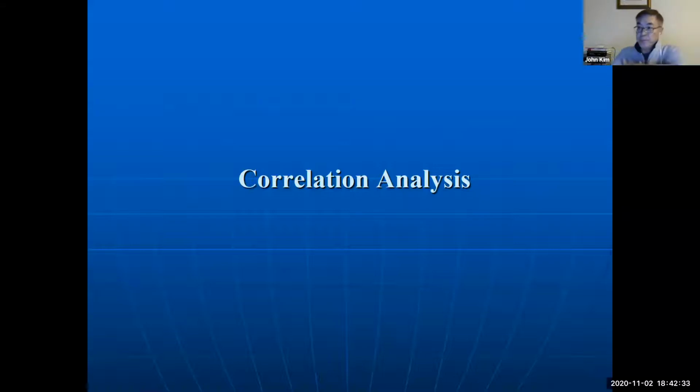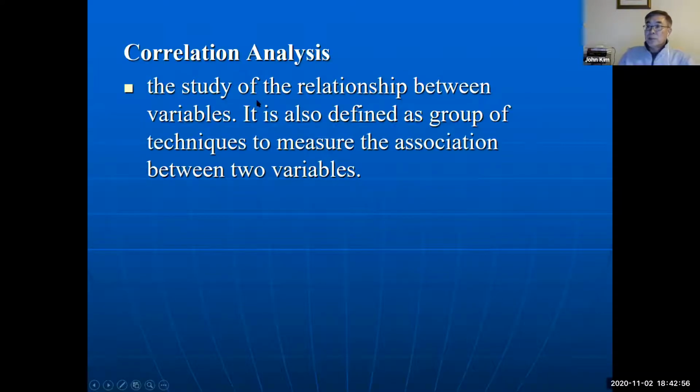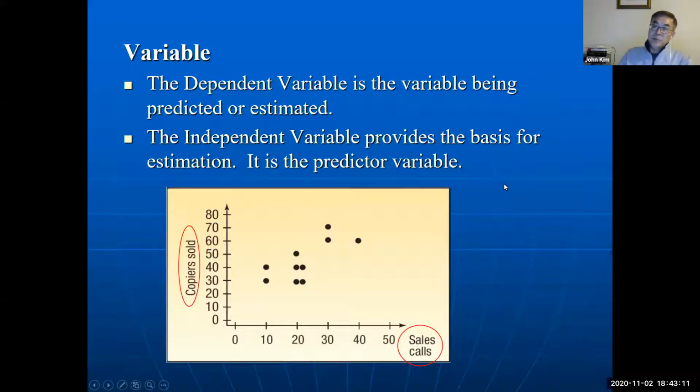Okay, tonight's chapter is about correlation analysis. If there are two variables, an independent and a dependent variable, then find the relationship between the two variables. That is correlation analysis: the study of a relationship between variables. It is also defined as a group of techniques to measure the association between two variables. Variables, dependent and independent, as you know.